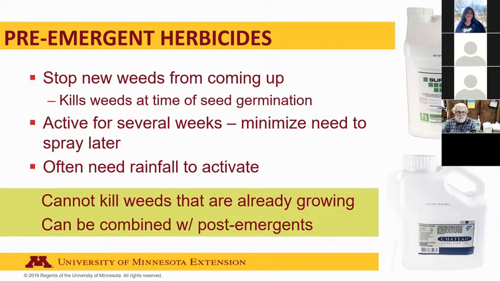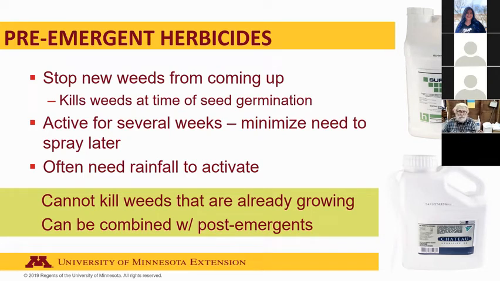If you've got 4 to 6 weeks where that herbicide is active in the soil, preventing seeds from germinating, that's great. They often need rainfall to activate. So if you spray a pre-emergent herbicide and we have a rain 2 days later, then it's helping to activate that herbicide. But if we don't have rain for say a week, that herbicide is kind of going to sit in the soil until we have a rainfall to activate it. So you might not see that herbicide become effective right away in that case.